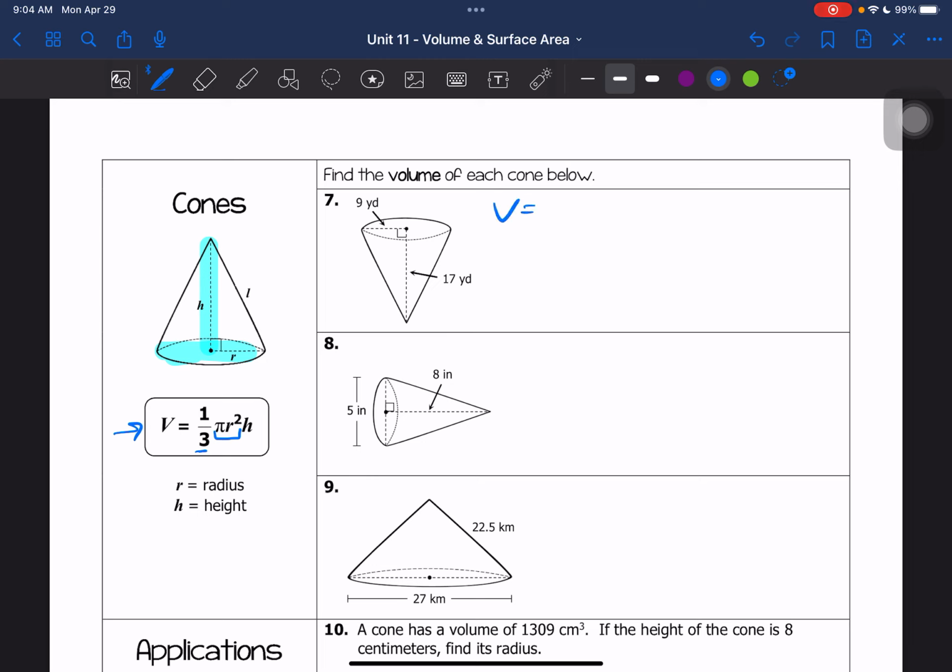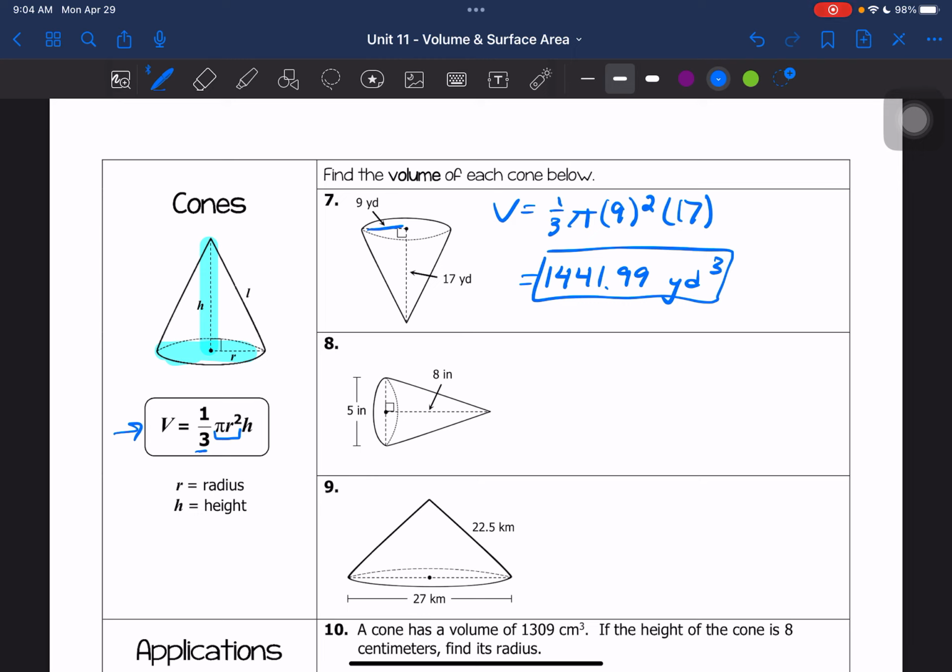So let's try this formula out on number 7. It's 1/3 times pi r squared. Our radius is 9, so 9 squared, and then times the height, which is 17. So this we can plug into the calculator. It would be 1,441.99 yards cubed. And that would be the volume.